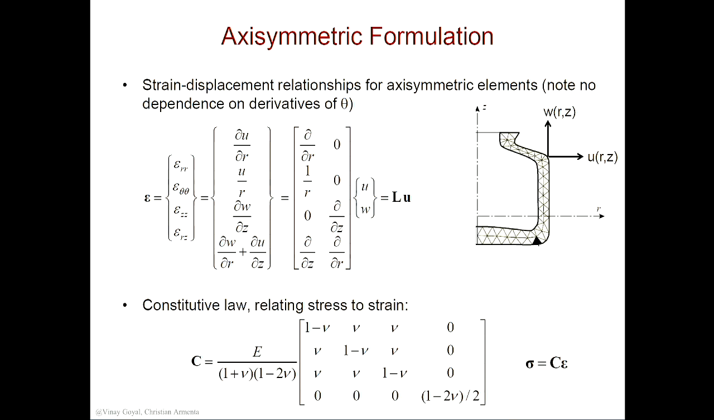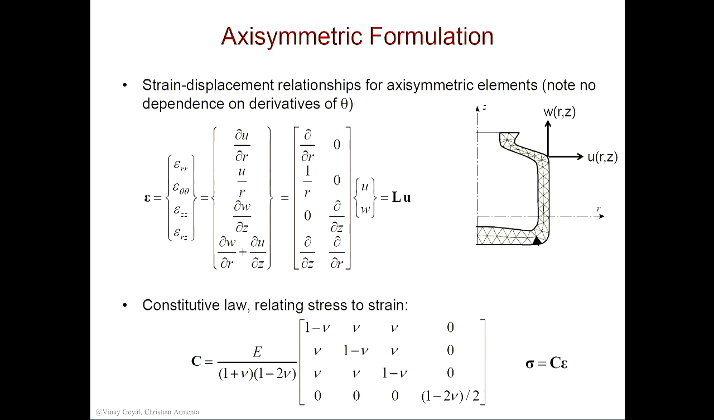And you will see here epsilon RR is the derivative of u with respect to r, epsilon theta theta, so the circumferential strain, the strain in the circumference direction, is equal to u over r. And epsilon z is the derivative of w with respect to z. And then the shear strain is basically the change in angle, the derivative of w with respect to r, and u with respect to z.